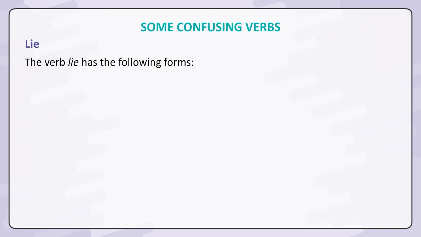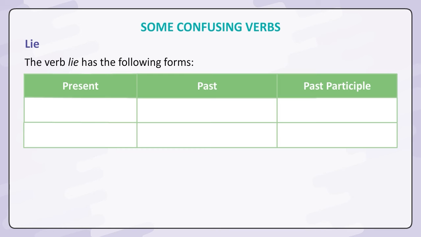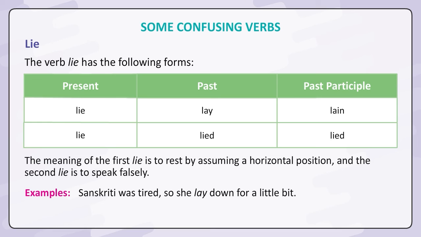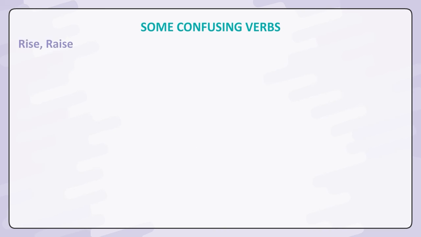Lie. The verb lie has the following forms: present, past, past participle. Lie, lay, lain. Lie, lied, lied. The meaning of the first lie is to rest by assuming a horizontal position, and the second lie is to speak falsely. Examples: Sanskriti was tired, so she lay down for a little bit. The thief lied about not stealing.